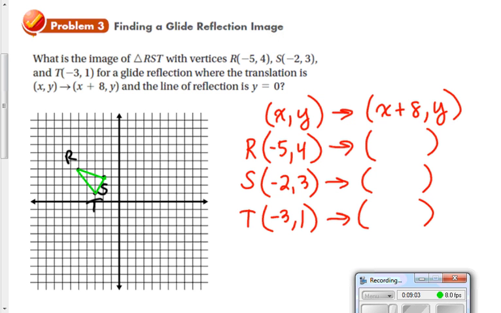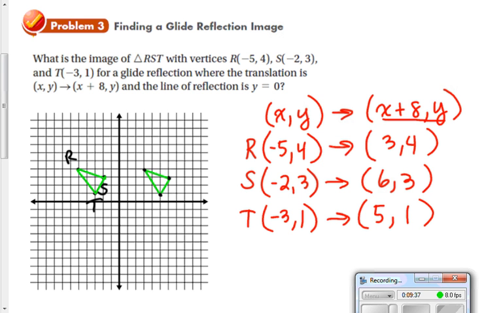So for the first thing, we're going to translate them using this translation rule. So we're going to add 8 to each of the x coordinates. So we're going to get -5 plus 8 is 3. The y isn't changing. -2 plus 8 is 6. And -3 plus 8 is 5. All right, then we're going to go ahead and graph those coordinates. So now we have this figure, we've translated, we really just shifted it 8 units to the right.